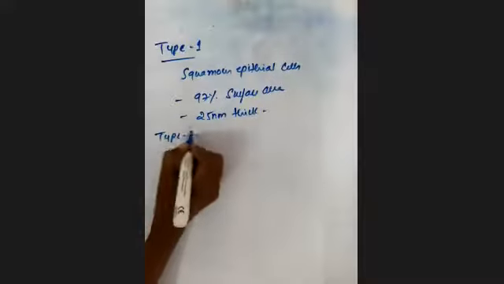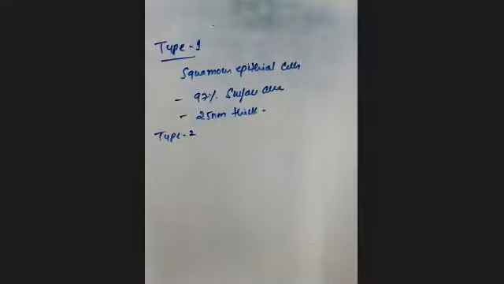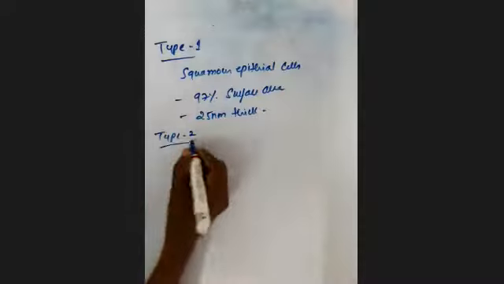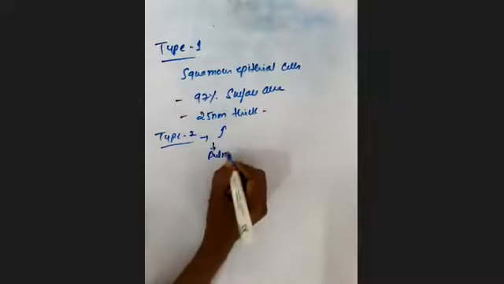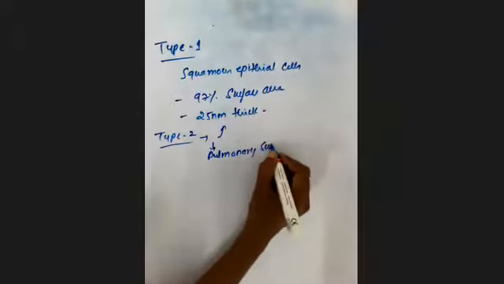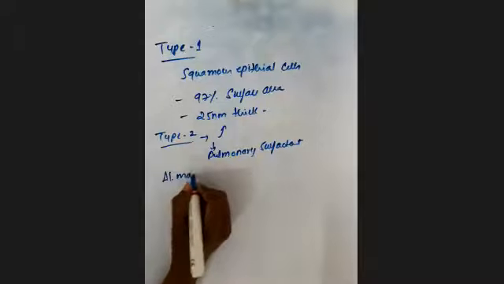The next one is type 2 alveolar cells. They are interspersed among the type 1 cells and secrete pulmonary surfactant, which reduces the surface tension of the alveoli. Clear? These cells are present in between the type 1 cells and produce the pulmonary surfactant, which reduces the surface tension of the alveoli. And the third one is alveolar macrophages.